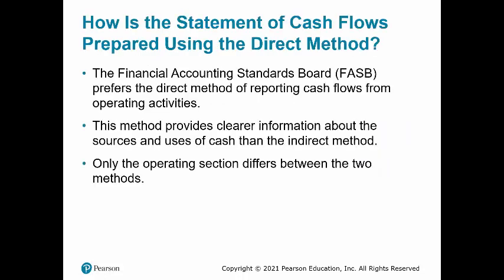As we said earlier, the Financial Accounting Standards Board actually prefers the direct method of reporting cash flows from operating activities. This is because the direct method provides clearer information about the sources and uses of cash than does the indirect method. Investing and financing cash flows are presented exactly the same under both the direct and indirect methods. Only the operating activity section differs between the two methods.